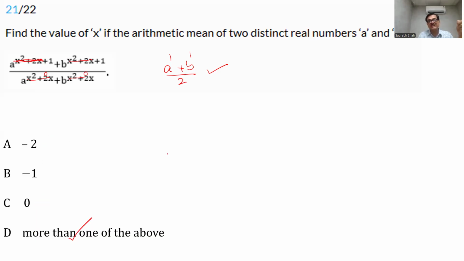A and C both satisfy the given data. So the answer becomes option D. The right answer is option D. More than one of the above.